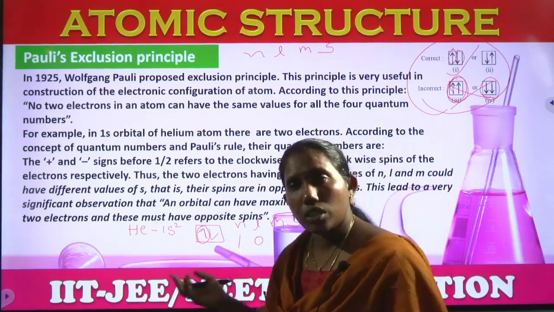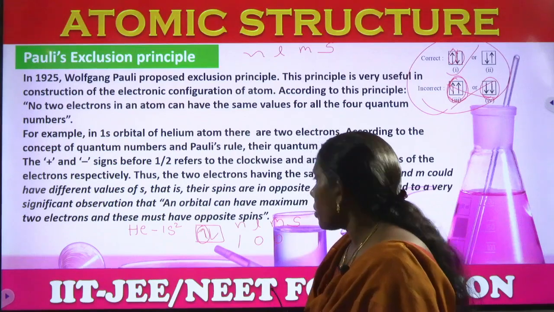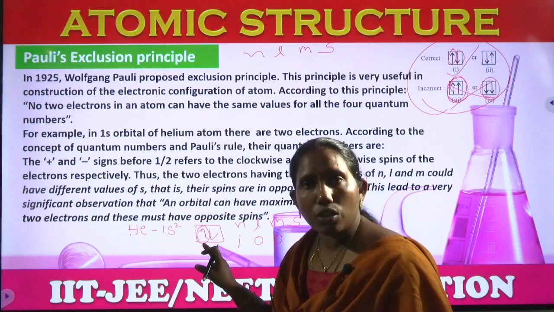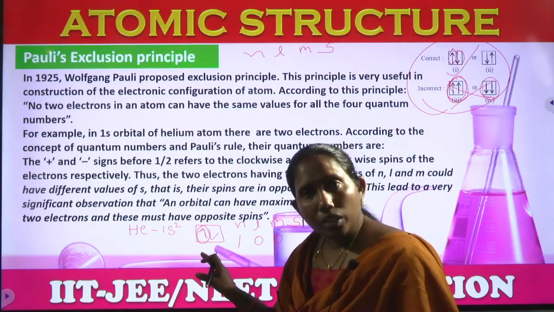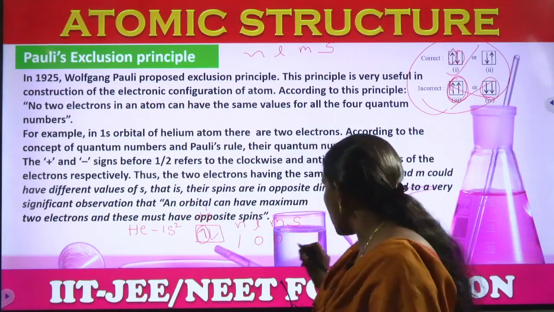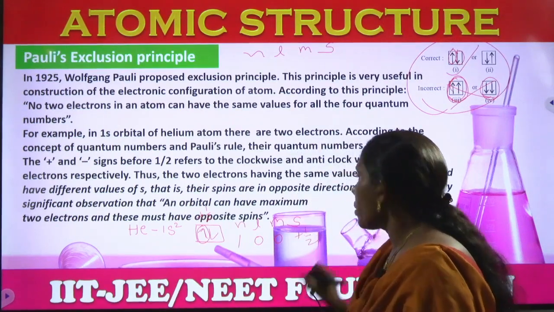Here the L value is 0, and obviously M is also 0. What about the spin quantum number? While we are talking about the first electron in an atom, it takes plus half, the clockwise direction. So I am giving plus half here.